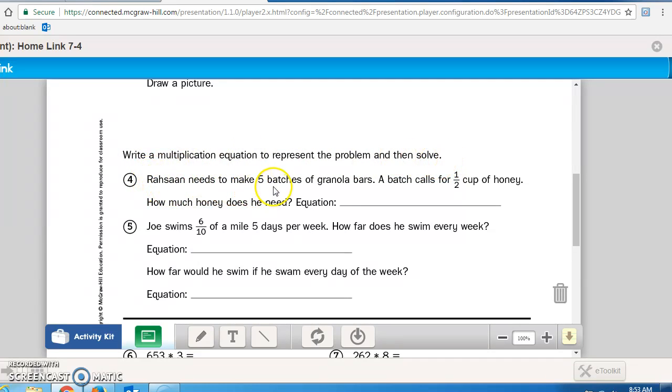Rashawn needs to make 5 batches of granola bars. A batch calls for 1/2 cup of honey. How much honey does he need? This is only for 1, so you'd have to multiply it by 5 to get your answer.